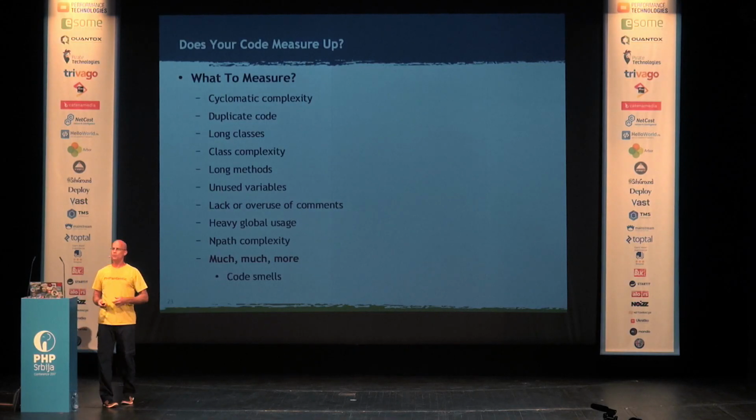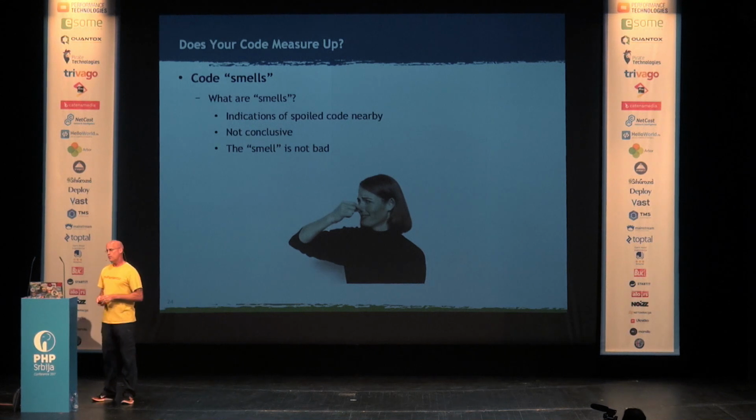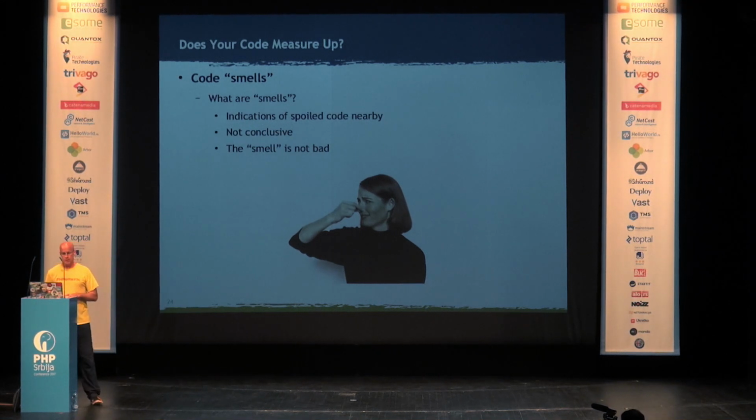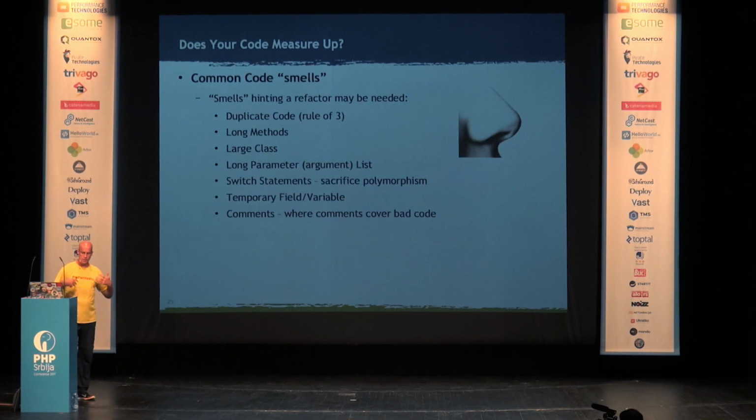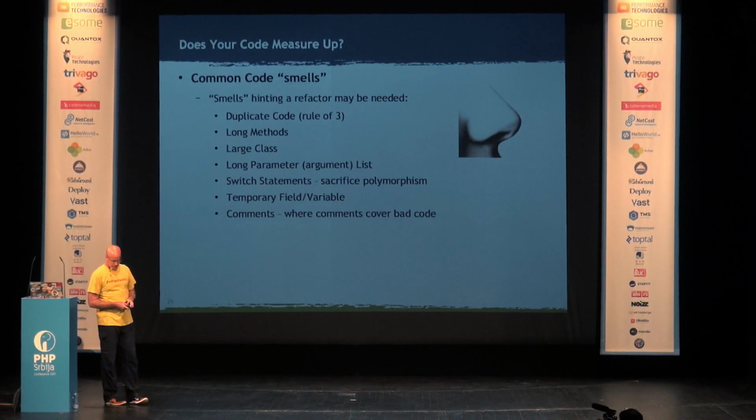There's a lot more things that we can measure. Ultimately, we want to measure all the code smells. Those are some of the important ones, the ones that I just highlighted. But there are other things that we want to measure as well. There's a lot of different code smells out there. Some of them I already hit on. Duplicate code, long methods, large classes, long parameter lists. I didn't mention that one, but that one's an important one too.